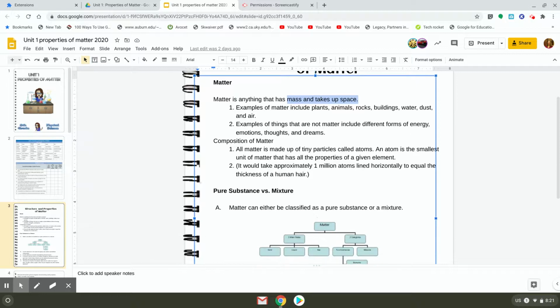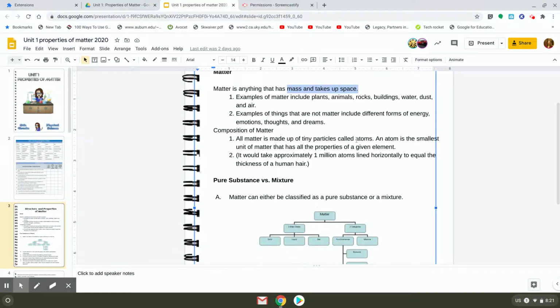And then composition of matter, that's where we first hear the word atoms. You need to highlight that word atoms in there and know that an atom is the smallest unit of matter that has all of the properties of a given element. Not to be confused with cells, which we studied last year, which is the smallest unit of living things, right? Atoms are the smallest unit of matter.